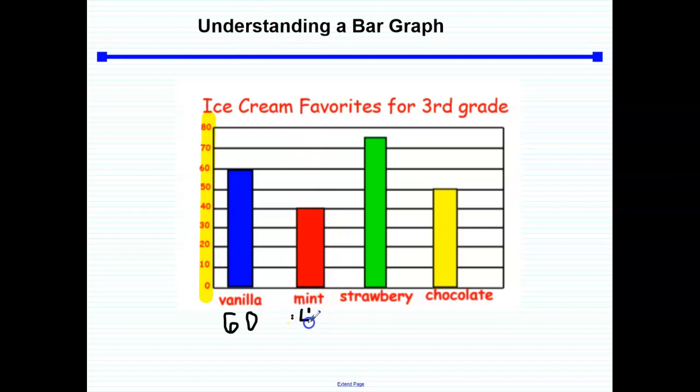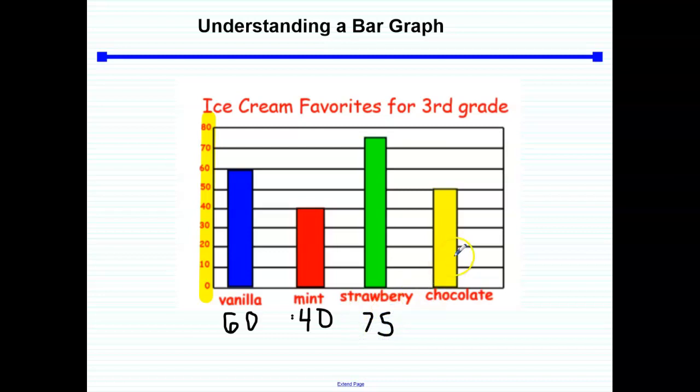How many students preferred strawberry ice cream? Ooh, pause the video. This one's a little bit tricky. Do some reasoning. Were you able to determine that 75 students preferred strawberry? Because my bar lands halfway between 70 and 80. And I know that right in the middle between 70 and 80 is 75, because it's 5 away from 70 and 5 away from 80. So it's right in the middle.